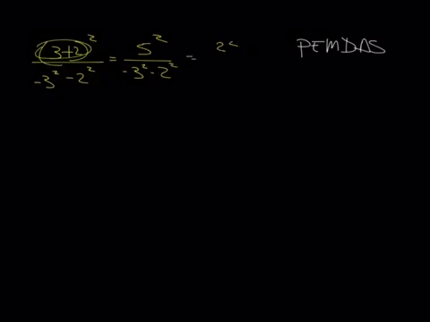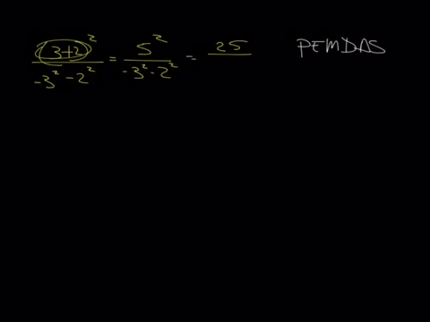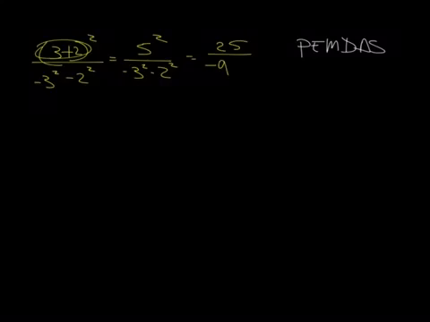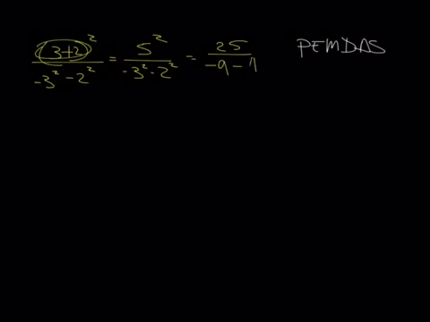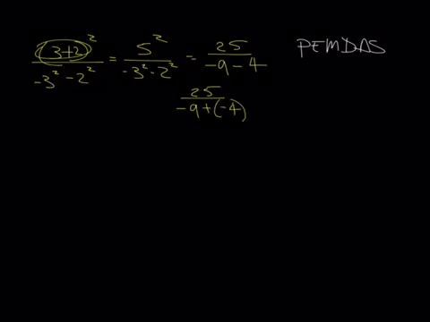All right, so we have 25 over, what is negative 3 squared? It's going to be negative 9, because again, they're not in parentheses like that to give us positive 9. So we square the 3 and then we put the negative on. We do the same thing with the 2. Square it and put the negative on. So now I have 25 over negative 9, and I'm going to change it to plus negative 4.